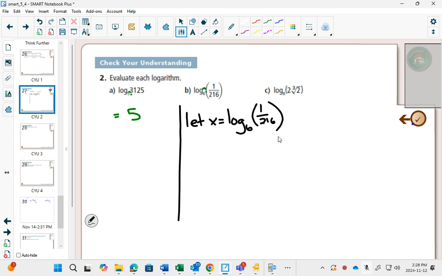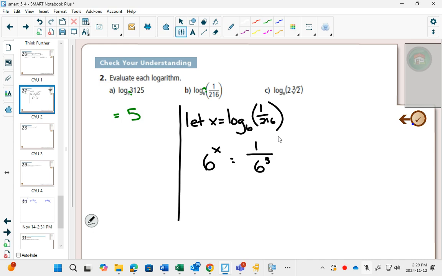And if I call that x, then I have an equation in log form, and I can use the rules and change it to exponential form. So the base is 6. The exponent, since logs solve for exponents, is x, and it's equal to 1 over 216. And from my powers chart, I might recognize that 216 is 6 cubed.